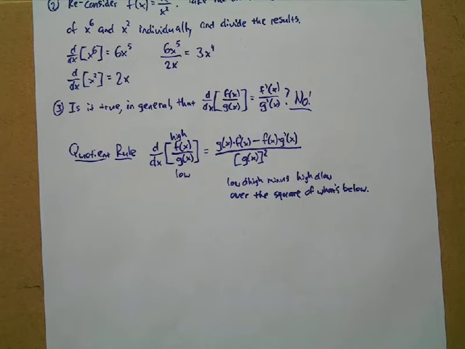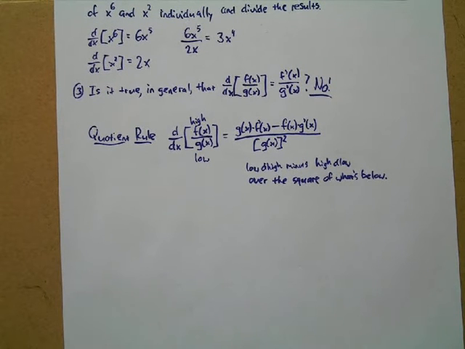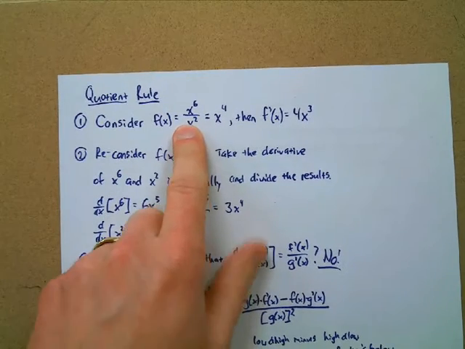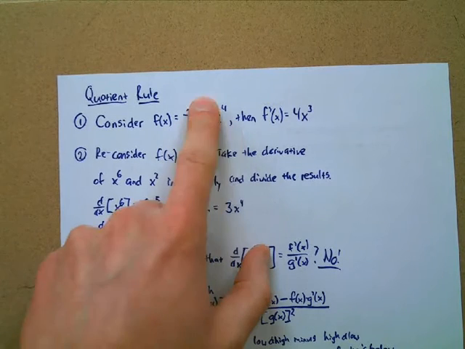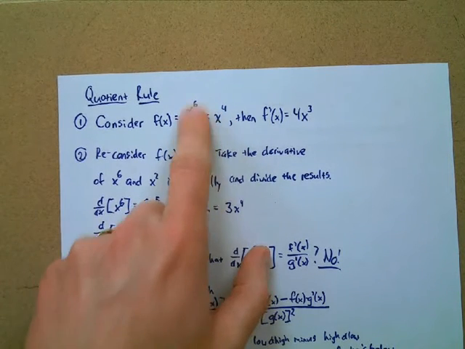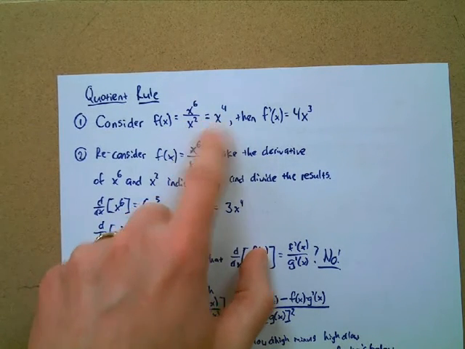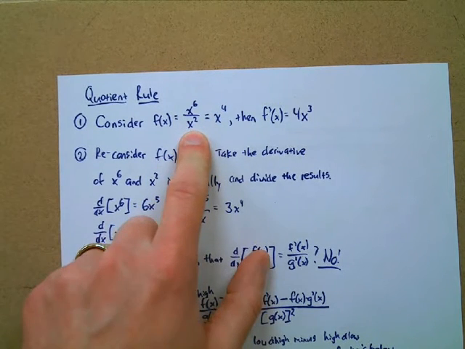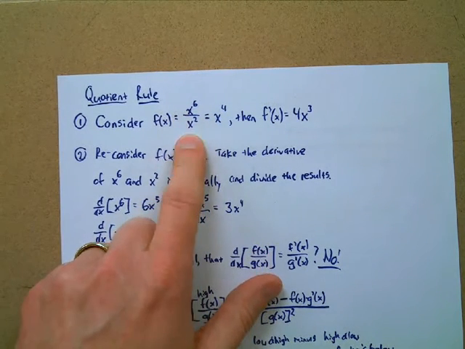Okay. So let's see this in action. Let's go back and check it here with x to the 6 over x squared. We already know we don't need to use the quotient rule here. We can simplify that, and in fact, that's what you should do. You should try and simplify it first if you can, and then take the derivative of the simplified version, because it's much easier this way.